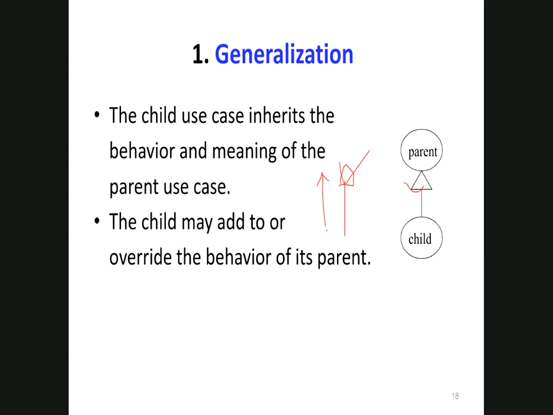So when the point of the arrow is touching a case, that is called a base case. This is a base case, or it is also called a parent case. The tail of this arrow touching is called a child case. Now this is a parent case and this is a child case. Parent case is also called base case, and child case is also called derived case. So just remember this.